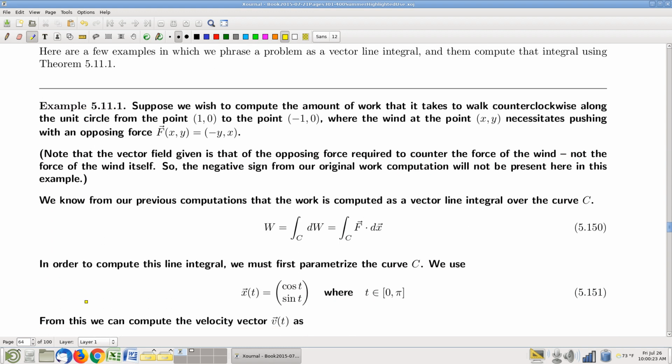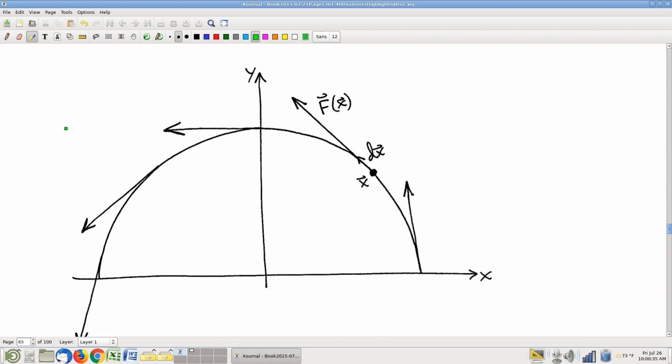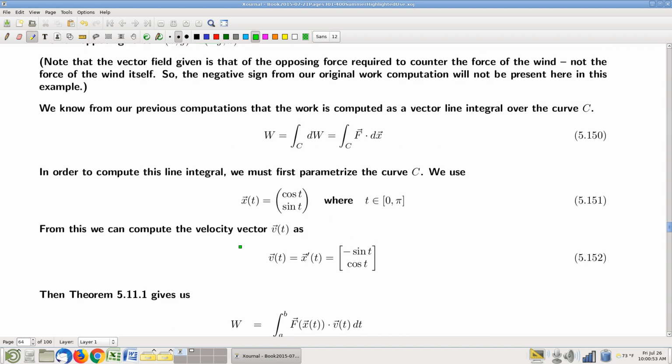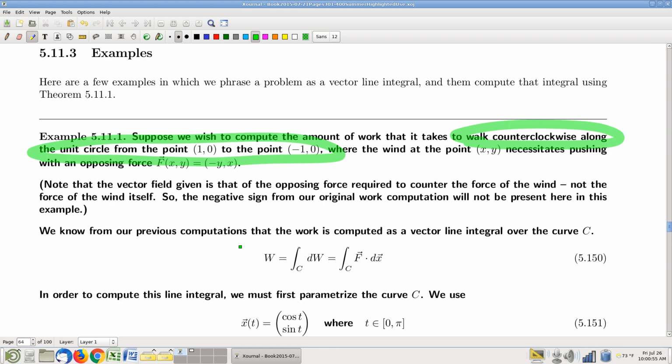Here we go. So we're going to walk counterclockwise along the unit circle from 1, 0 to negative 1, 0. Step 1, let's understand our path. Our path is this. You see we're walking counterclockwise along the path from 1, 0 to negative 1, 0. Okay. Let's see here now.